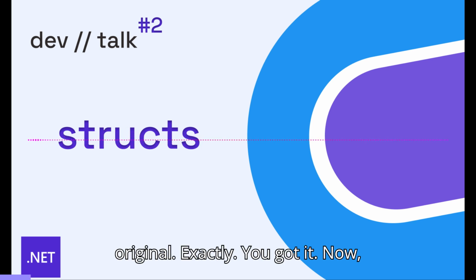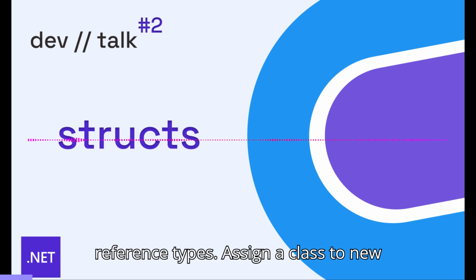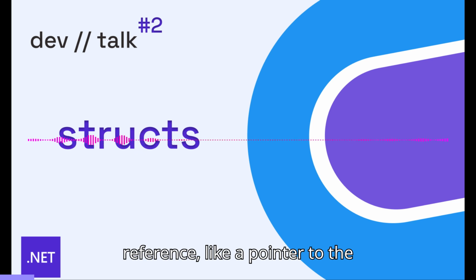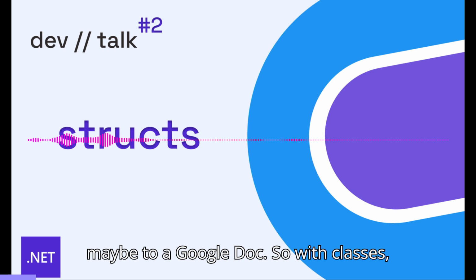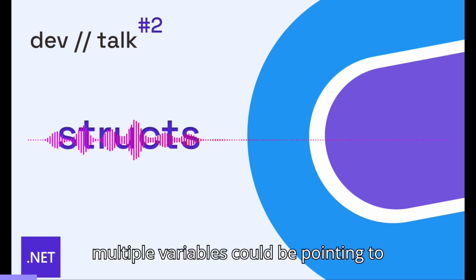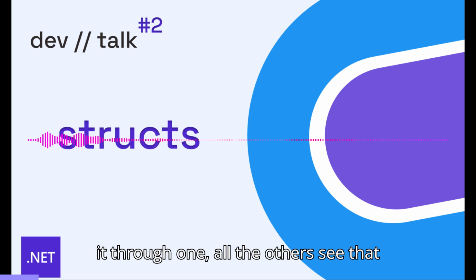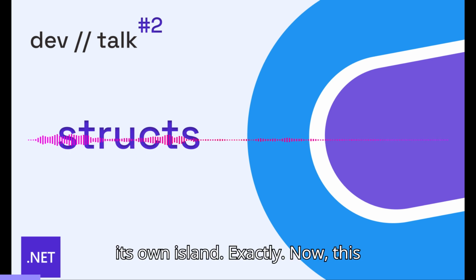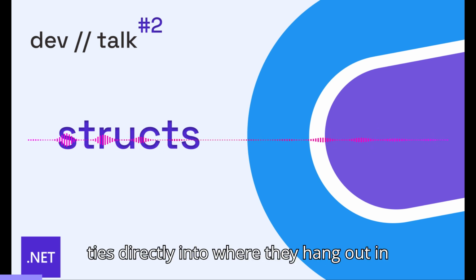Exactly. You got it. Now, classes, on the other hand, those are reference types. Assign a class to a new variable, all you're copying is a reference, like a pointer to the original. Think of it as sharing a link, maybe to a Google Doc. So with classes, multiple variables could be pointing to the same thing, which means if you change it through one, all the others see that change. But with structs, each one's its own island. Exactly. Now, this difference in how they handle copies ties directly into where they hang out in memory.